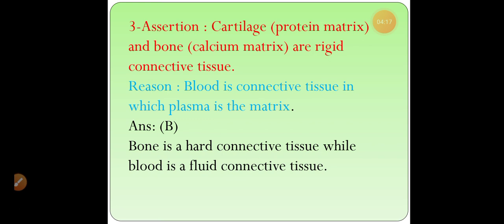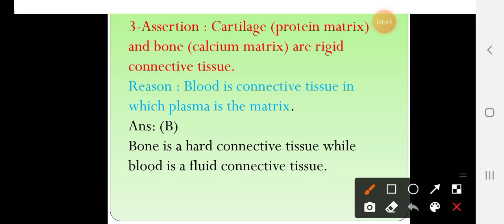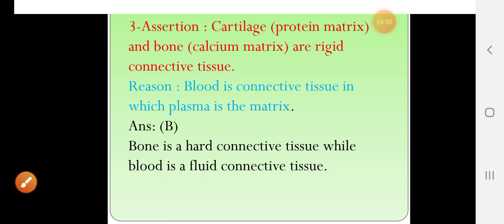Both A and R are correct, but R is not the correct explanation of assertion. Bone is a hard connective tissue while blood is a fluid connective tissue. So, reason doesn't explain the assertion. We will choose here the option B because A and R both are true, but R is not the correct explanation of A. So that's why we choose the option B.